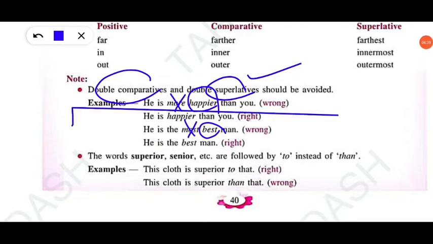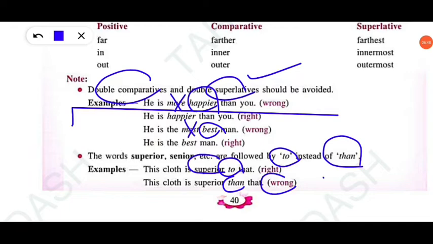The next rule: the words superior and senior are followed by to instead of than. So don't use than. When we use superior, inferior, junior or senior, use to, not than. This will be wrong here. This cloth is superior to that. Superior, inferior, senior, junior always take to, not than.